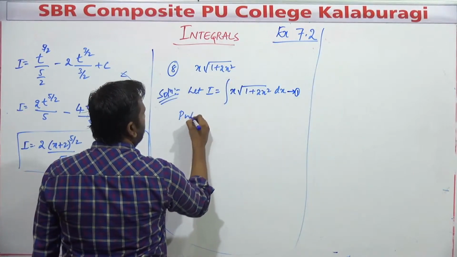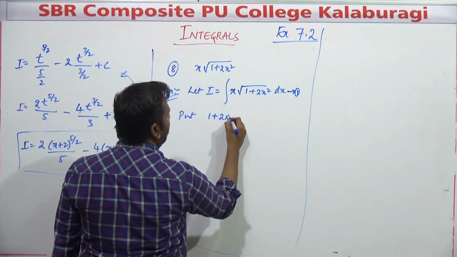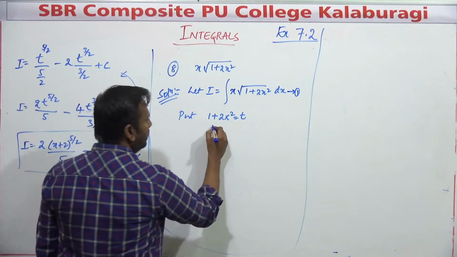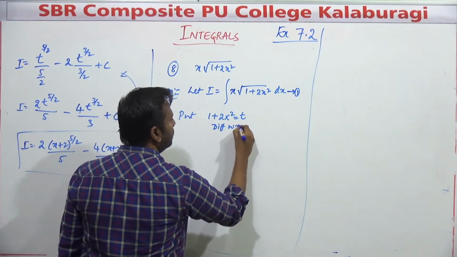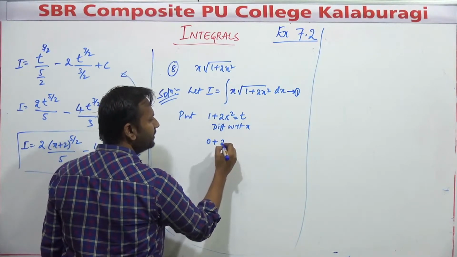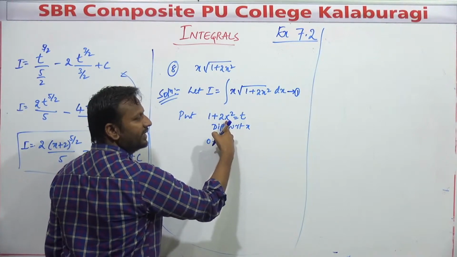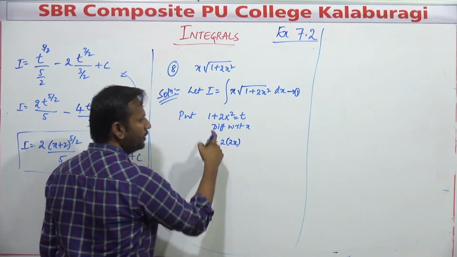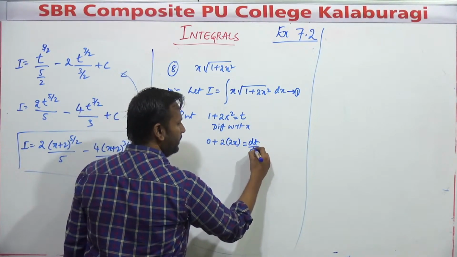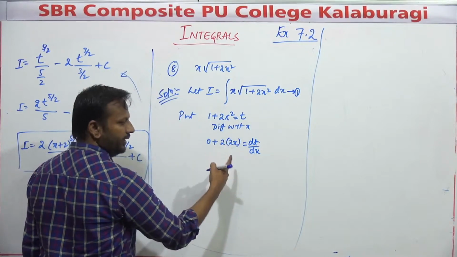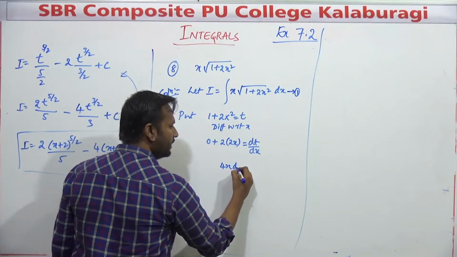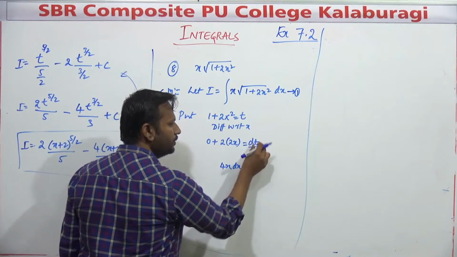Put 1 plus 2x square is equal to t. Differentiate with respect to x. The differentiation of 1 is 0, the constant 2 stays as it is, and the differentiation of x square is 2x. So t with respect to x is dt by dx, and 2 into 2x is 4x, so 4x dx is equal to dt.